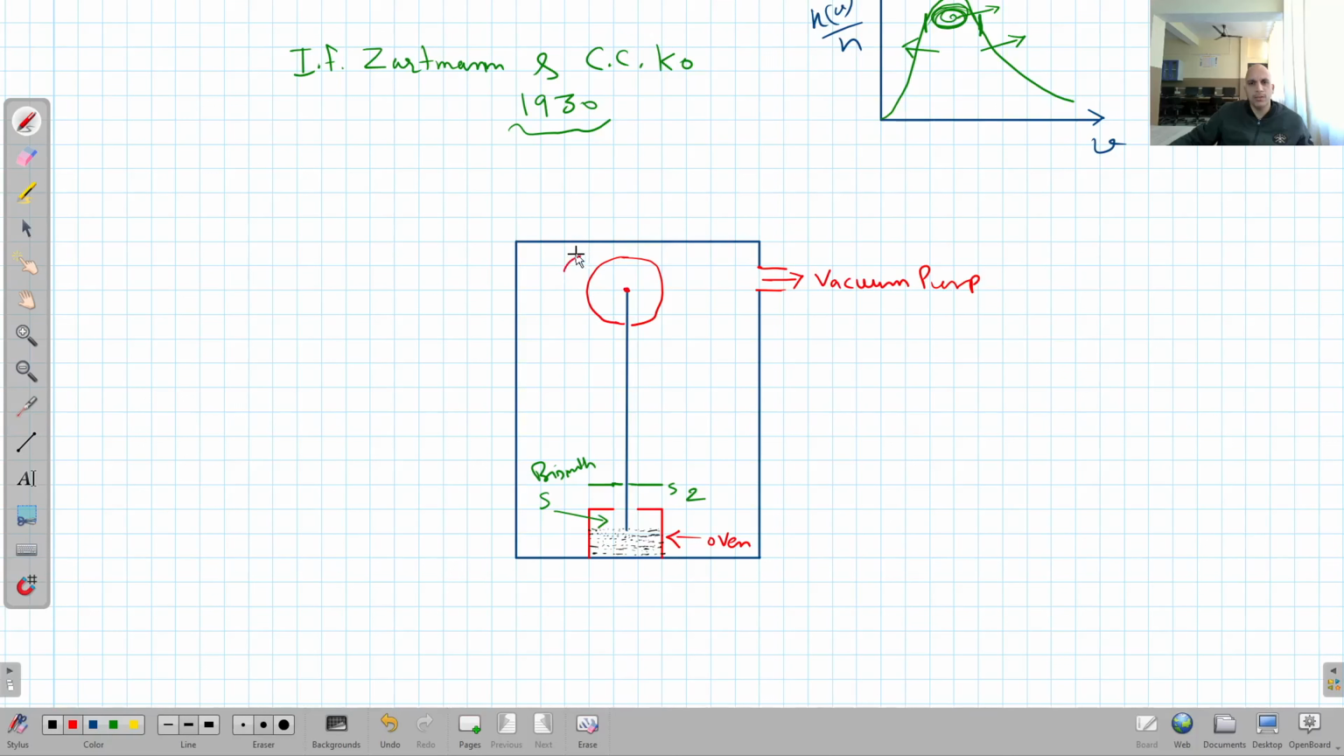Let's assume that it is rotating in this direction, and there is a very fine opening here in the drum. This is called slit S1, so that the bismuth atoms can enter inside this hollow drum through this slit. Exactly opposite to this slit, we have a glass plate attached here.